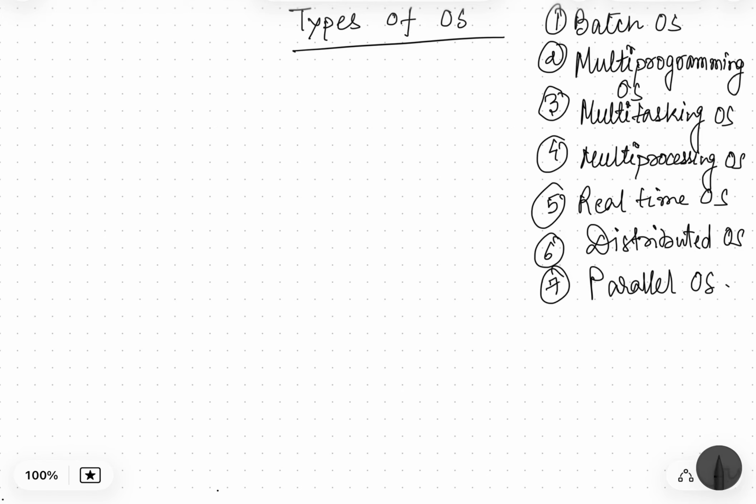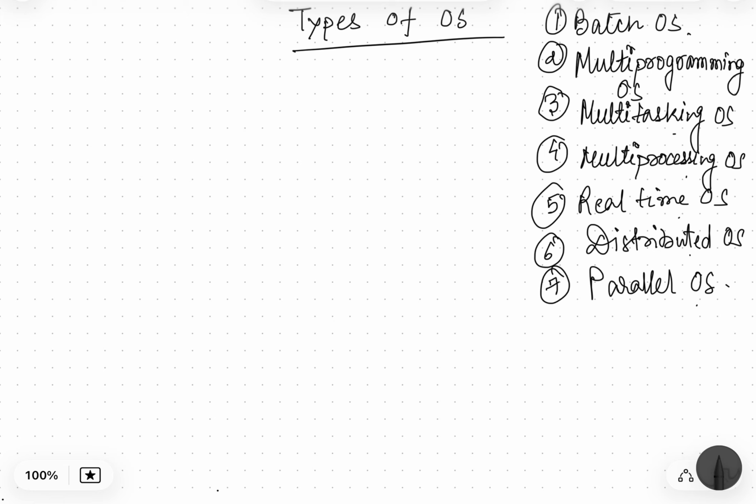Hello everyone. So today we are going to learn a new topic, that is types of OS. There are different types of OS. I have named them all on this slide: batch OS, multi-programming OS, multitasking OS, multi-processing OS, real-time OS, distributed OS, and parallel OS. Now, how are all these types different from each other? What are their functions? We will see one by one.